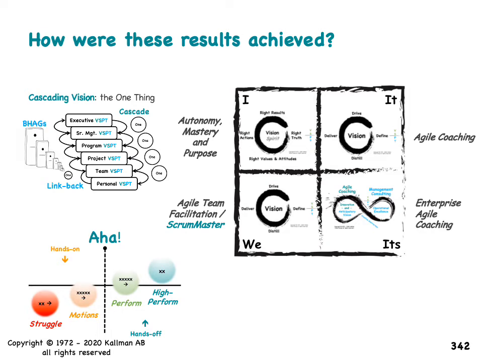When we look at how we achieve these results, we use almost everything in the Flow toolkit. As I mentioned in one of the other slides, you're going to be using the cascading vision, the power of the one thing, cascading the VSPT down throughout the organization. And in the other training series, I talk about dilution. At every layer, you're losing a portion of the message, so that by the time you're down to the individual, they're maybe getting half of the original intended message.